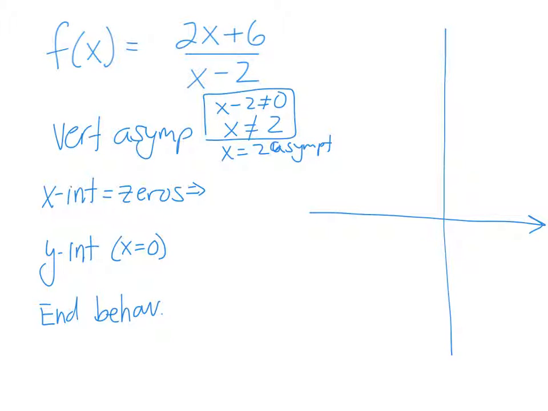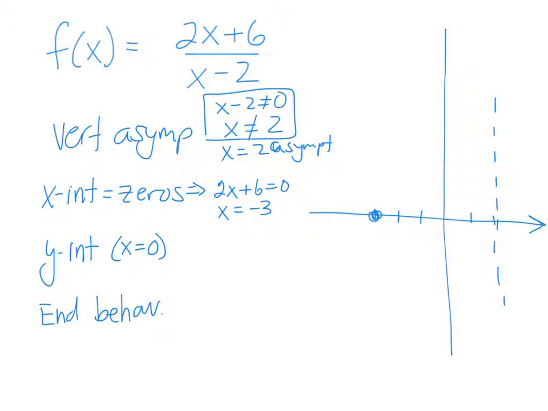What about the x-intercept? Negative 3. It's going to intercept the x-axis. 2x plus 6 equals 0, so x is going to equal negative 3. So we have an asymptote at 2. Let's draw that in. We have an x-intercept at negative 3. Okay. Y-intercept.